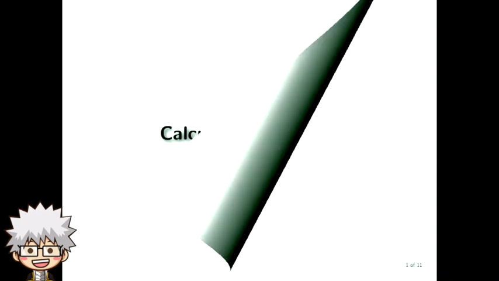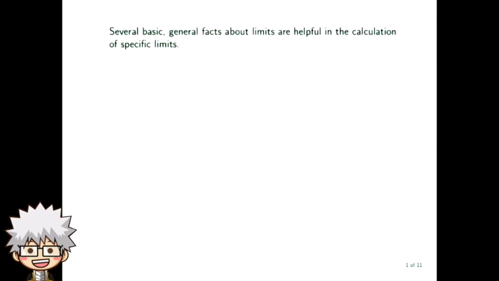Calculation of limits. Several basic general facts about limits are helpful in the calculation of specific limits. Let's assume that the limit as x approaches a of f of x and the limit as x approaches a of g of x each exists. Then the following things are true.